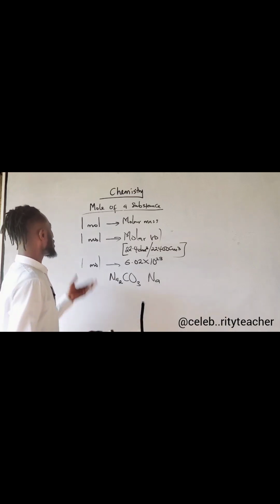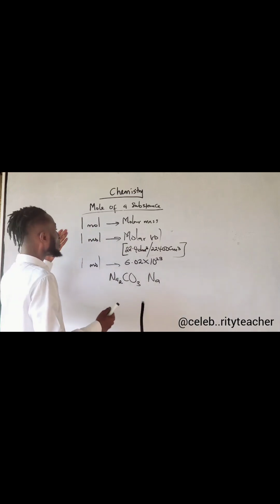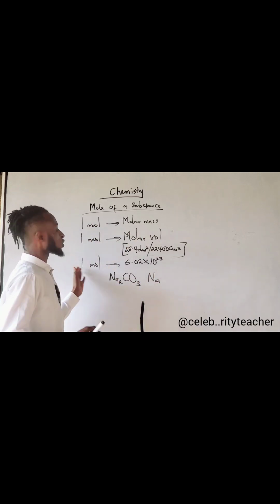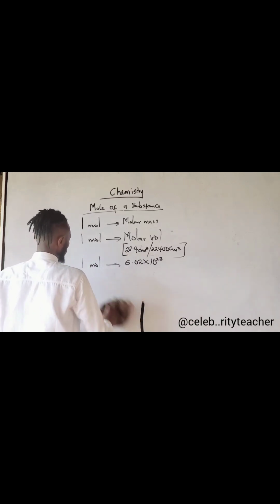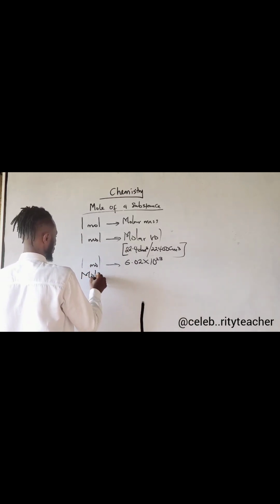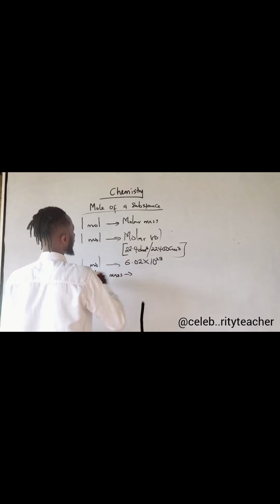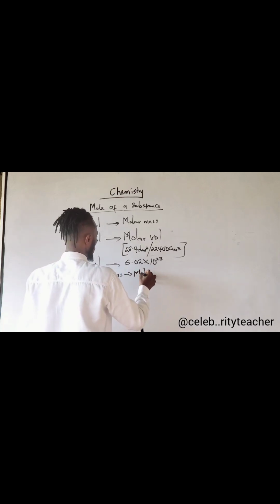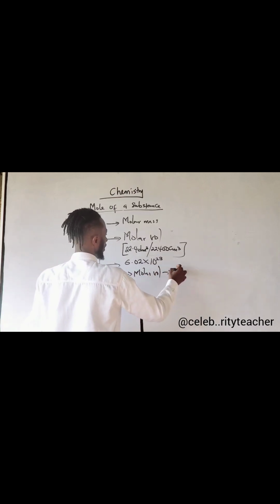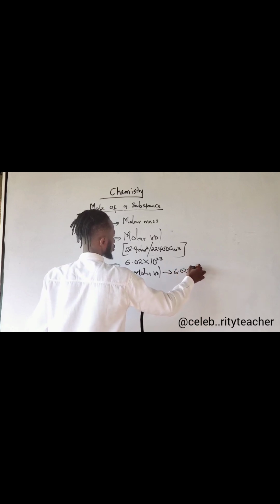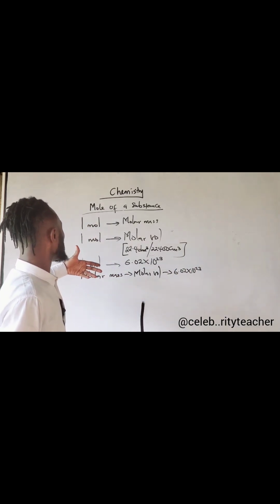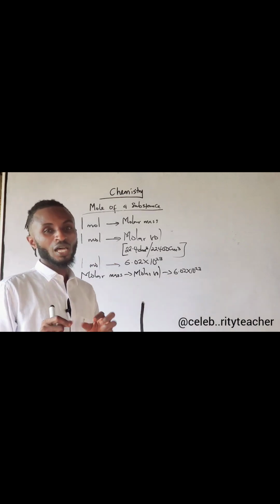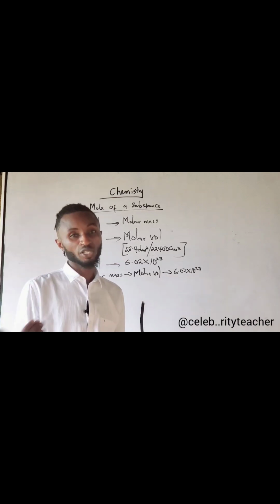So you can now say that 1 mole is equivalent to molar mass, 1 mole is equivalent to molar volume, and 1 mole is also equivalent to Avogadro's number. So you can say that molar mass is equivalent to molar volume, and then equivalent to Avogadro's number. It's just as simple as this. And with this you can solve most of the calculations that have to do with mass-volume relationship.